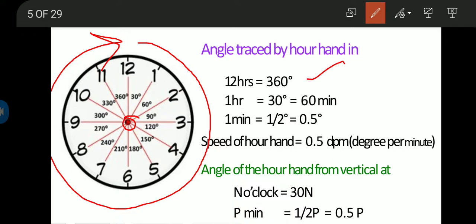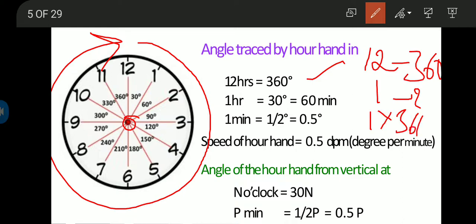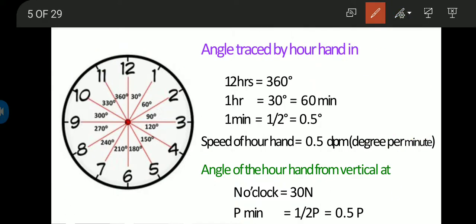So 1 hour consists of how much? As 12 hours consists of 360 degrees, we can do division here: 1 times 360 by 12. The answer is 30 degrees. So 1 hour equals 30 degrees, 12 hours equals 360, that means 360 divided by 12. So 1 hour consists of 30 degrees, right?